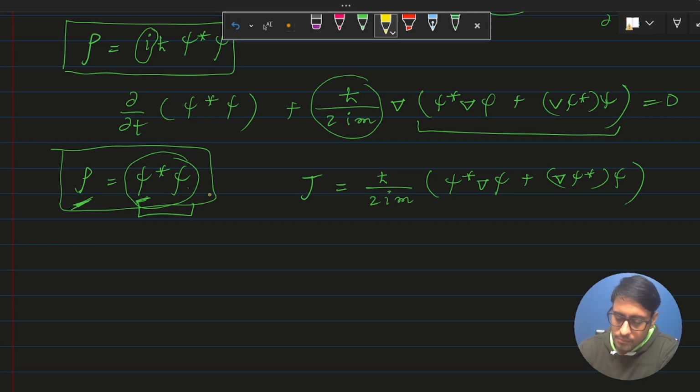So you understand that this rho basically represents the probability of finding the particle it is associated with, but we will call it some real quantity which is given by the Schrödinger equation. Okay.